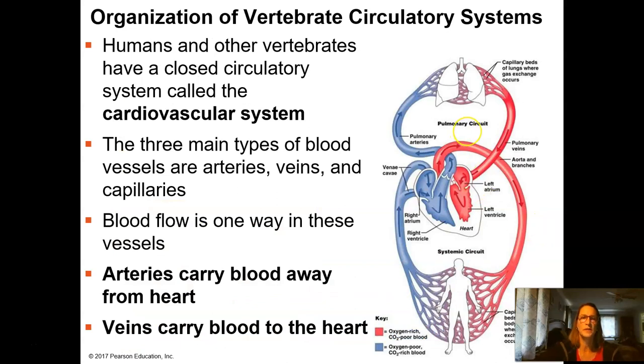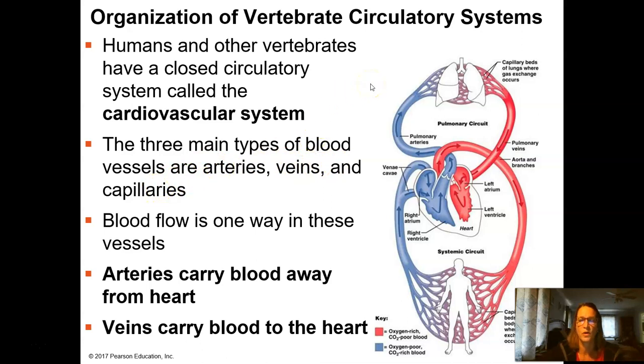If we go specifically to vertebrate circulatory systems, we call them the cardiovascular system. It's a closed circulatory system called the cardiovascular system. And there are three main types of blood vessels. I mentioned before that the two main ones were arteries and veins, but you can't forget capillaries, because capillaries are going to become really important. They are the place where all of the exchange occurs. So we have arteries, veins, and capillaries.